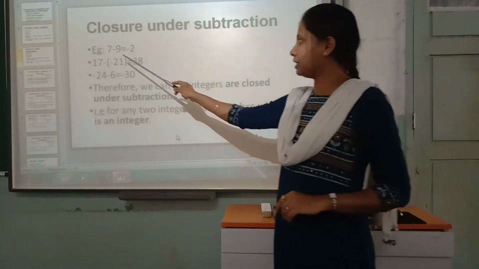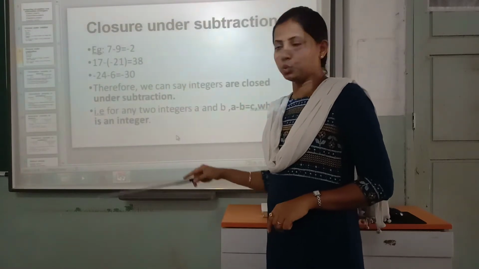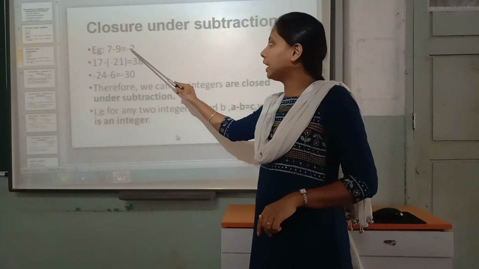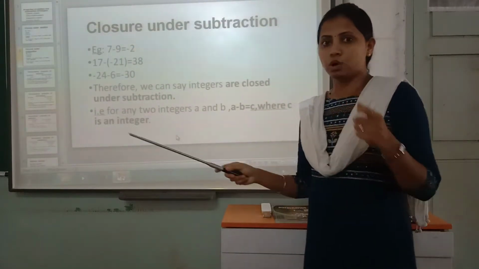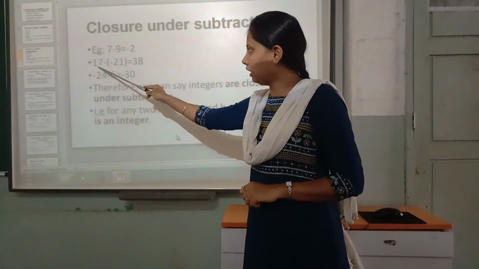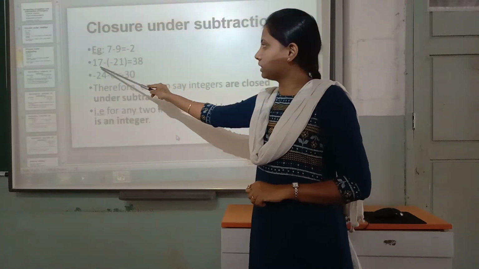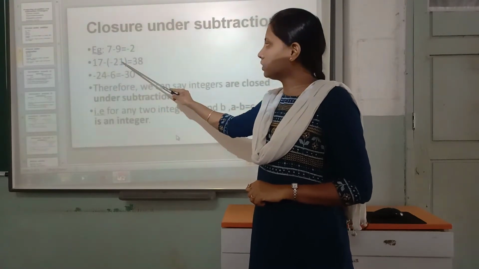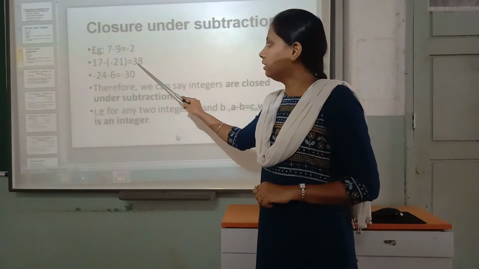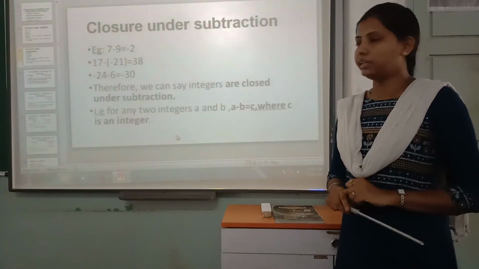For example, you can see here 7 minus 9 is equal to minus 2. 7 is an integer, 9 is an integer. If you subtract these two, you get minus 2. Minus 2 is also an integer. The next one, 17 minus of minus 21. So 17 is one integer, minus 21 is one integer. When you subtract these two, the difference you get is 38, and 38 is also an integer.